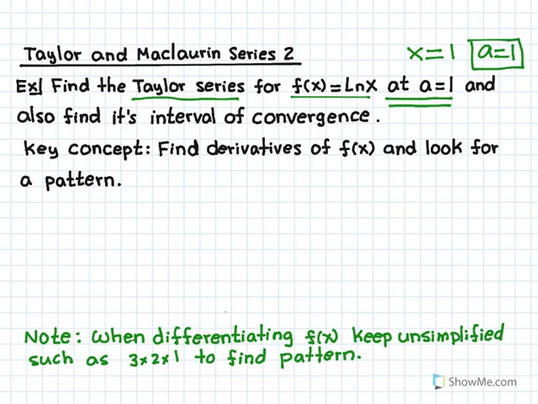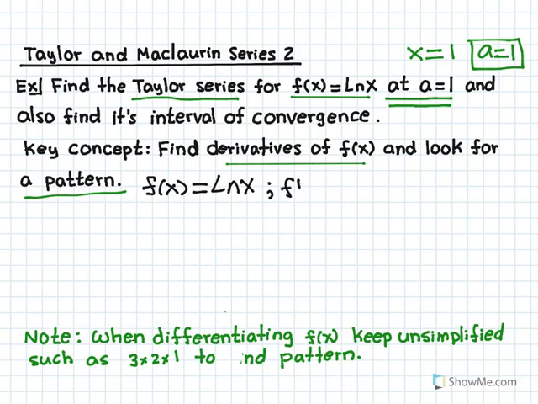So the key concept here is to find the derivatives of f of x and look for a pattern. So let's do that. We have f of x, that's the function, is equal to log x. Now differentiate, we get f prime of x is equal to 1 over x. Let's rewrite this as x to the power of minus 1, so it makes it easier to apply the power rule and find all the other derivatives. So f double prime of x, bring the power down, bring negative 1 down, and subtract 1 from the exponent. We get negative 1, x to the minus 2.